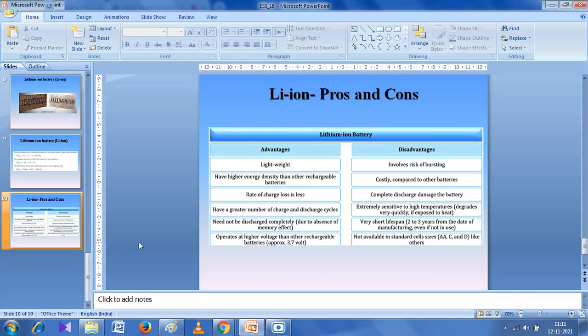What are the advantages of lithium-ion battery? It is lightweight and has higher energy density than other rechargeable batteries. Nickel cadmium is also a rechargeable battery, and we mainly use lithium-ion because the advantages are with respect to nickel cadmium. The lithium ion is lightweight. It has higher energy density.